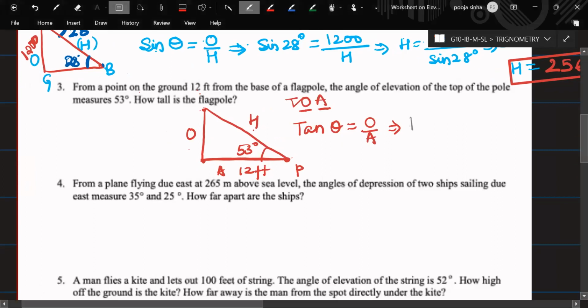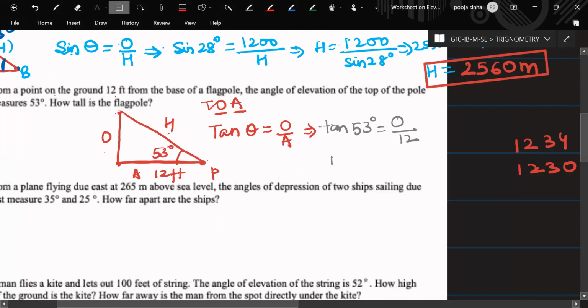Tan 53 degrees is equal to O upon 12. So next, O is equal to 53 upon 12. 12 into tan 53 degrees.